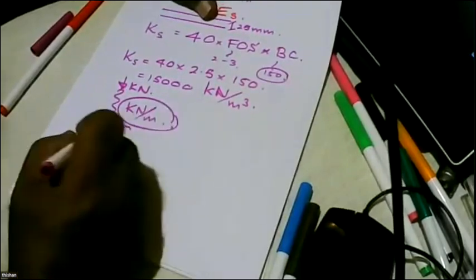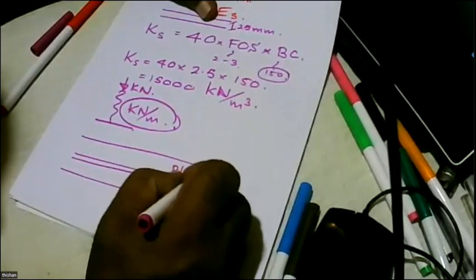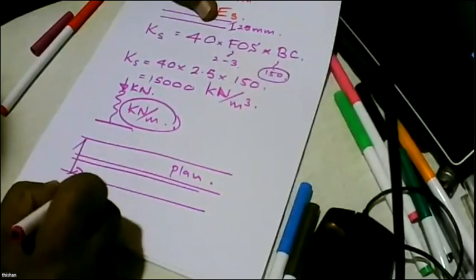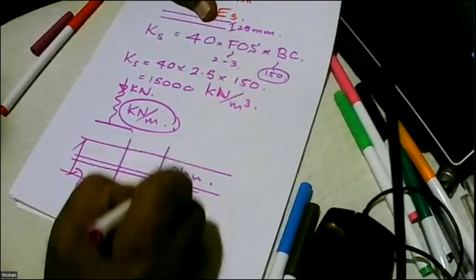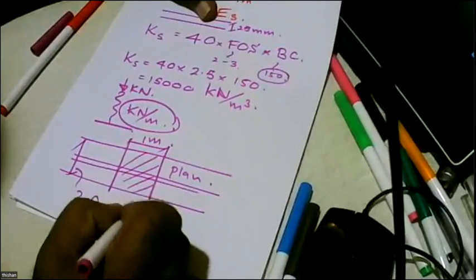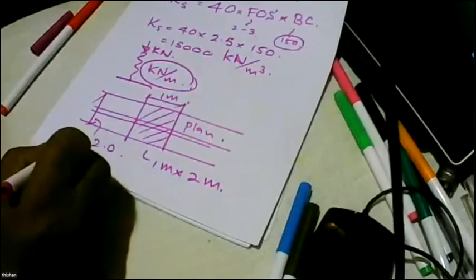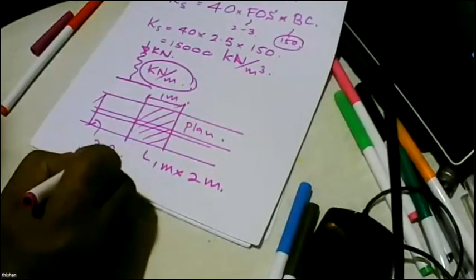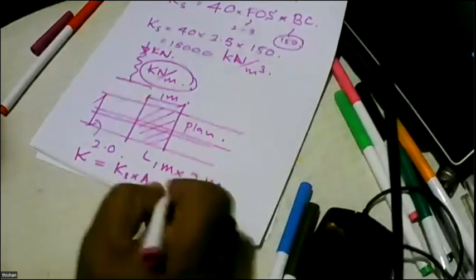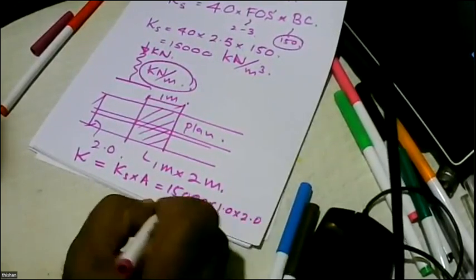But it doesn't matter, because what we are saying is we are going to have an inverted T-type foundation. I'm looking at the plan view. So when you have a foundation, it might have a width of 2 meters. And if I'm going to get springs in 1 meter interval, each spring will represent 1 meter by 2 meter area. So then what I have to do is, to get the spring constant K, I have to multiply Ks by area. That means 15,000 multiplied by 1.0 multiplied by 2.0. So I get 30,000.